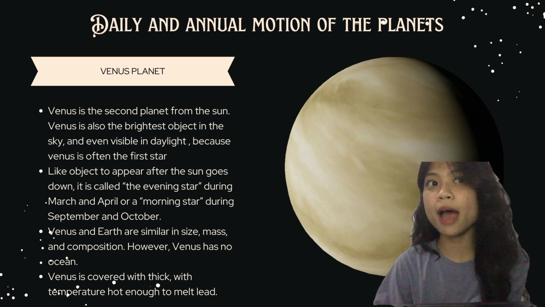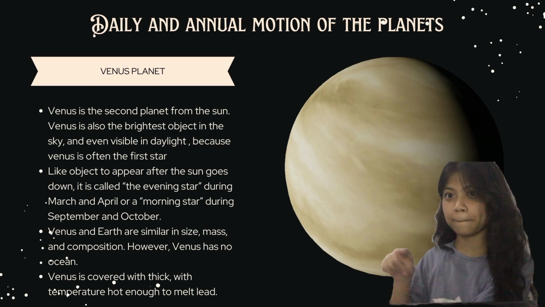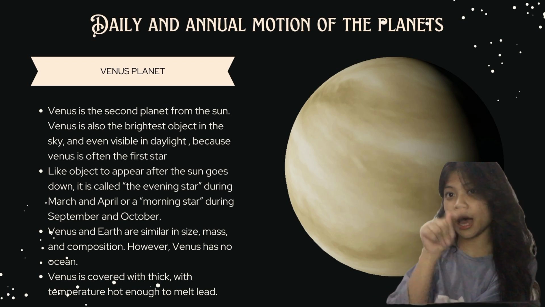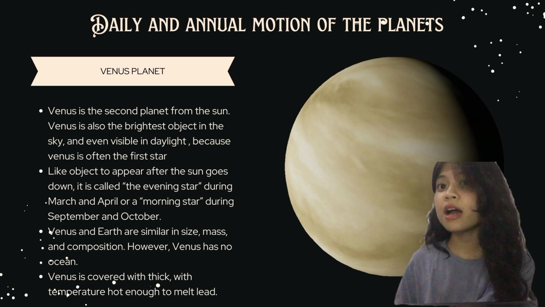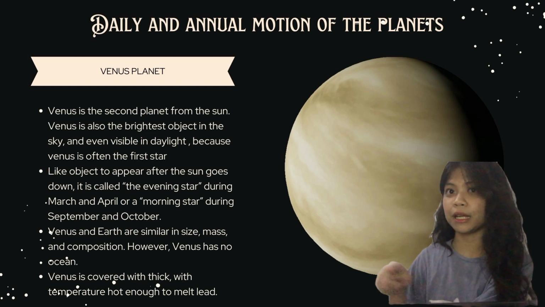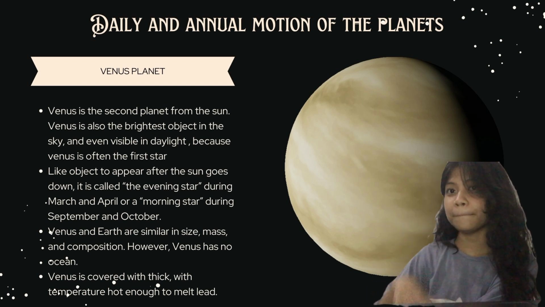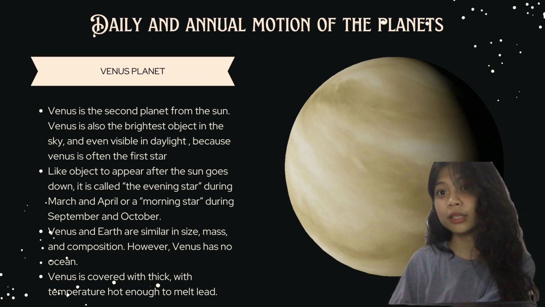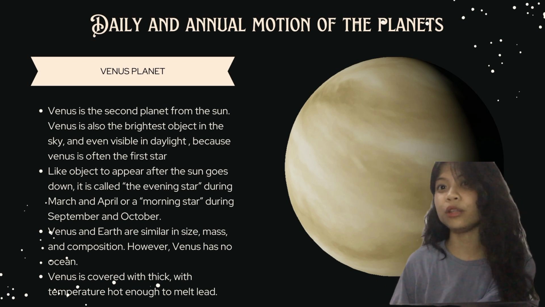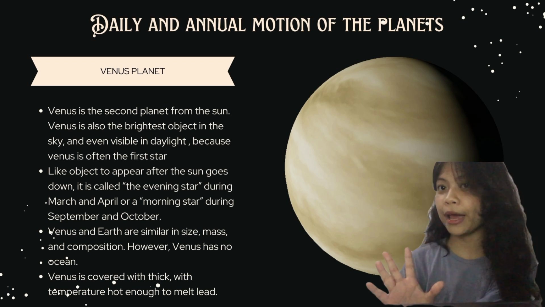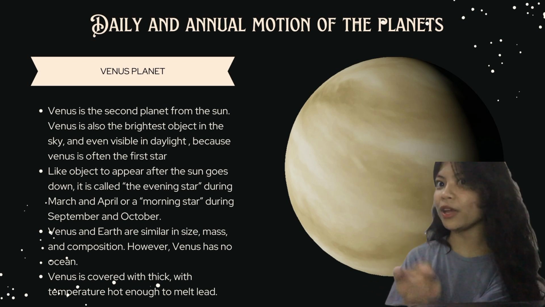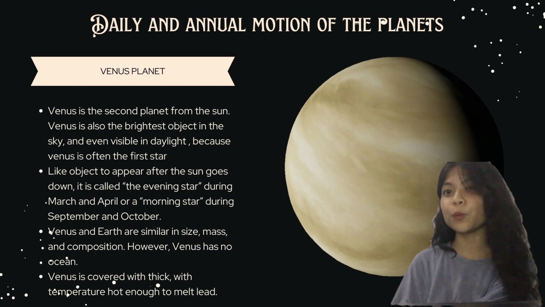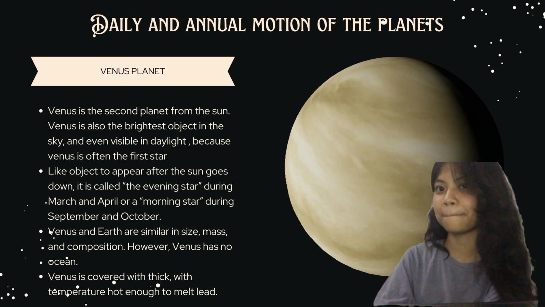At alam nyo ba, na clockwise yung ikot ng Venus, kesa sa ibang planet na counterclockwise. Mabagal din yung ikot ng Venus at yun, 225 days ng Earth, 1 year na sa Venus.